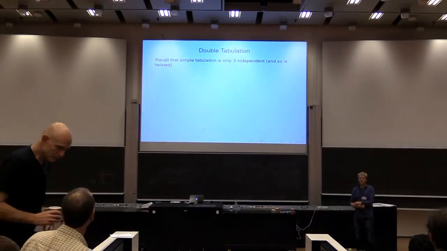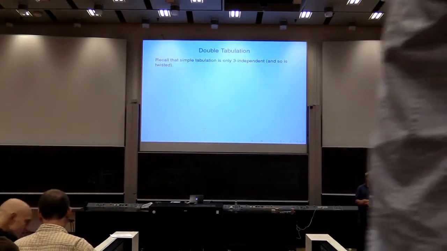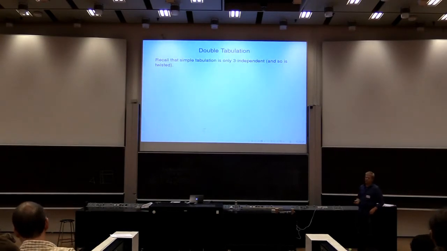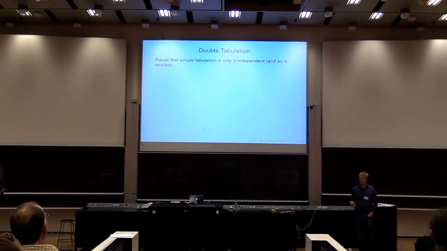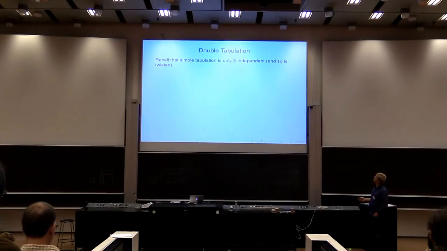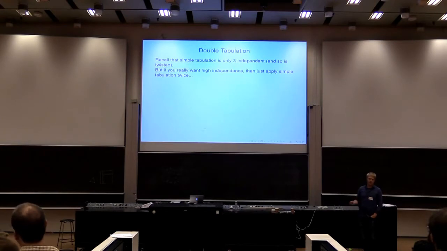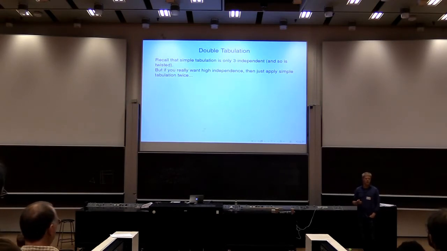So more on tabulation. I claim I can do everything. We argued earlier there were only 3 independent, but if you really want high independence, then you just have to do simple tabulation twice. Okay, so it's very simple. It gives you a lot of mileage just doing it once, but if you really want to go back to the old-fashioned paradigm of high independence, then all you have to do is just do it twice.